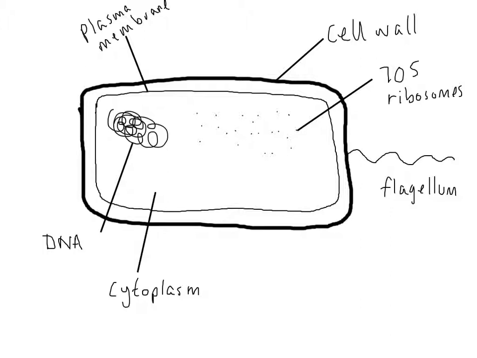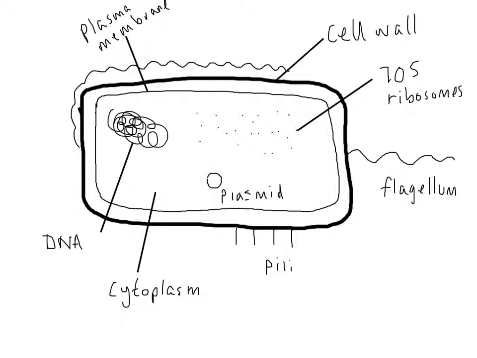Others may have pili, which must be drawn as shorter than the flagellum, and those are used for attachment to other cells, and they're also involved in sexual reproduction. They can also have plasmids, just small rings of DNA, which are obviously used in genetic engineering as well. And finally, the last thing that some prokaryotes have is a capsule around the cell wall. It's sometimes called a slime capsule.